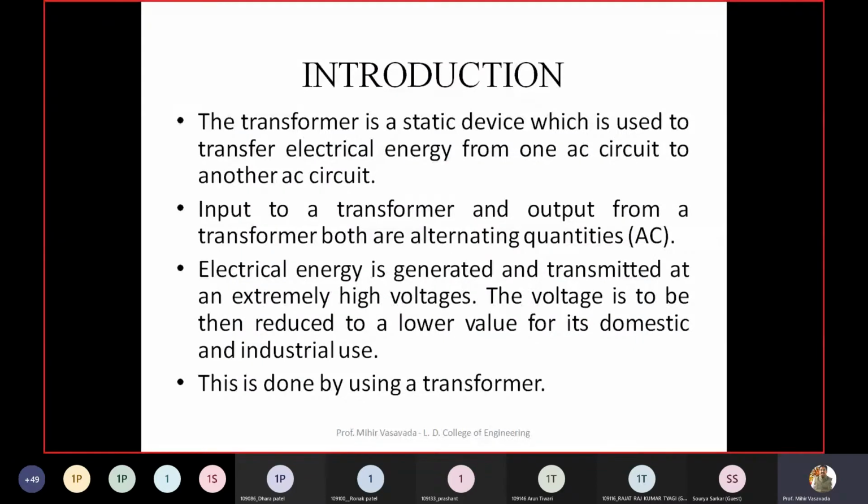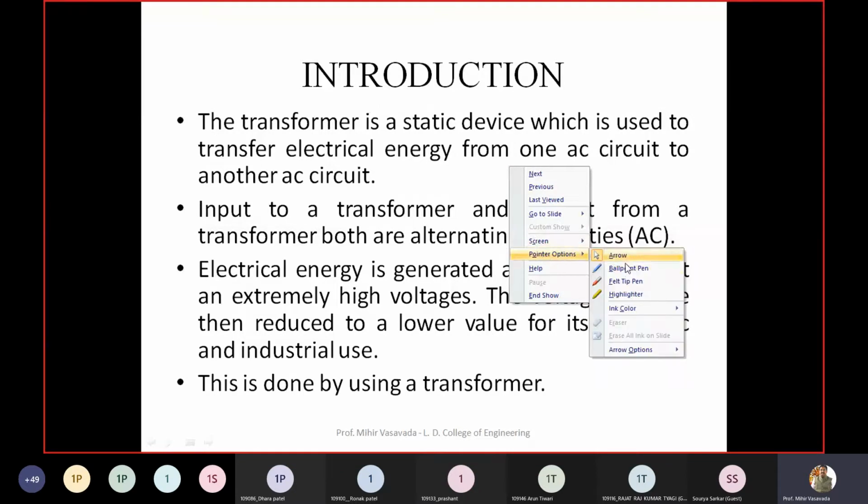So the transformer, what we have discussed in the last session and have repeated today also, is in the formal notes. The transformer is a static device which is used to transfer electrical energy from one AC circuit to another AC circuit. So the input to a transformer and also the output from a transformer, both are alternating quantities, AC, right? The electrical energy, as I told you, is generated at one voltage level, right? And when you need to transmit, you need to increase the voltage level.